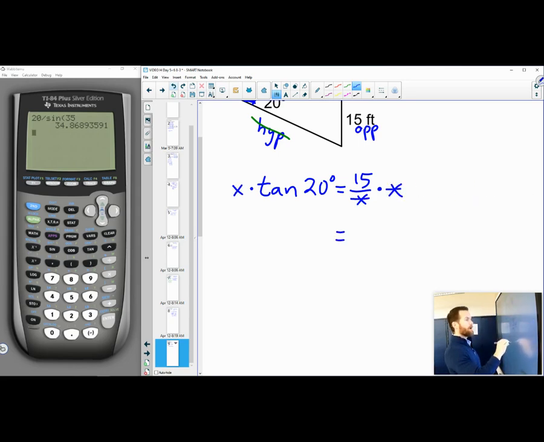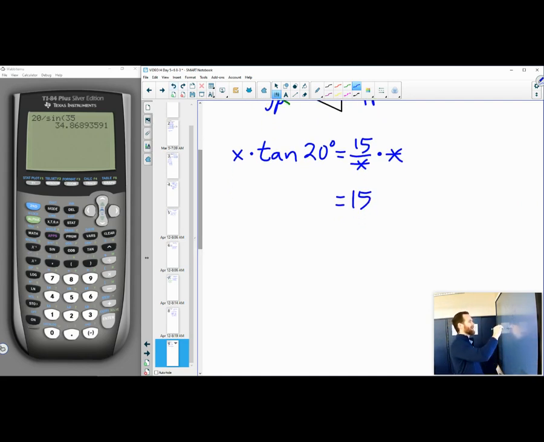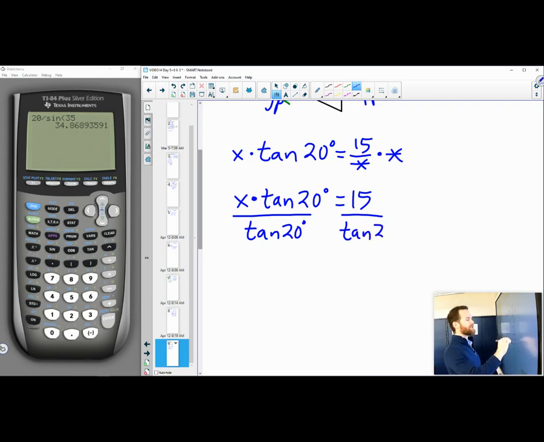Now we've got that back. And that gives us 15 on the right. On the left side, we can't do anything with that yet. We can't type that into a calculator, so it's just x times tangent of 20 degrees. And since x is not yet by itself, there's still more to do. We have to undo that multiplication with division. And we divide by whatever we're multiplying by. We're multiplying x by tangent of 20, so we divide both sides by tangent of 20 degrees to cancel out the multiplication. Then we get x equals whatever that is.